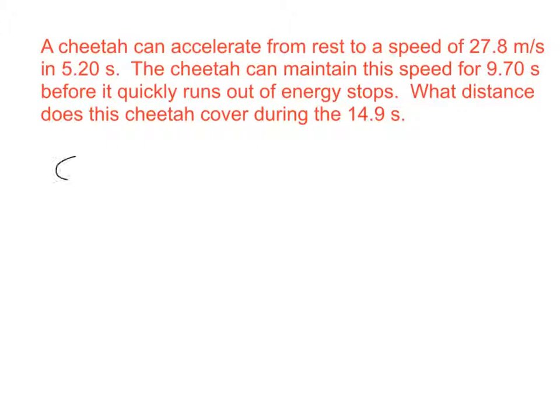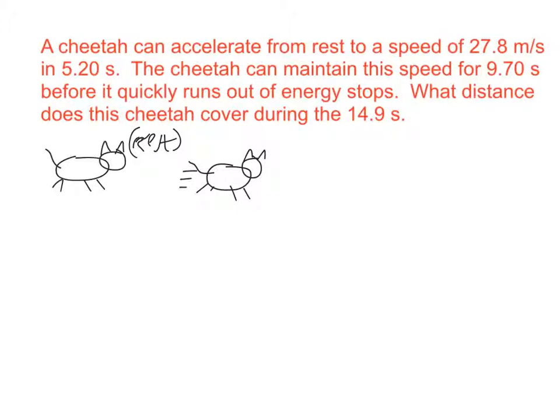So we'll start with our diagram. Again, not a good artist. Our cheetah is starting from rest. And then the cheetah accelerates and maintains this speed. So we want the same number of speed lines for the second and third parts. And I'm just going to break this apart into part 1 and part 2.